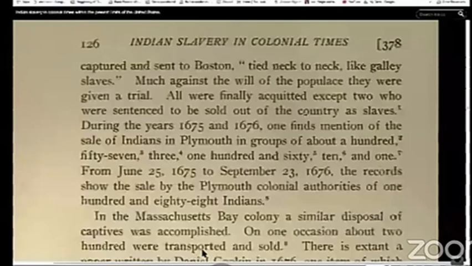Much against the will of the populace, they were given a trial. All were finally acquitted.